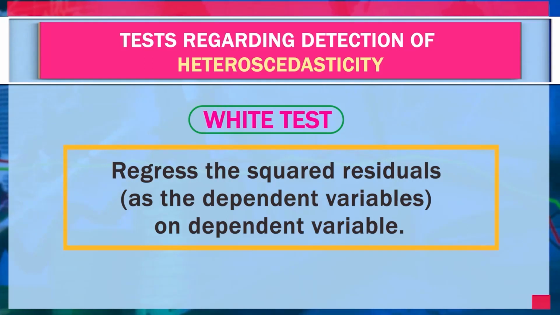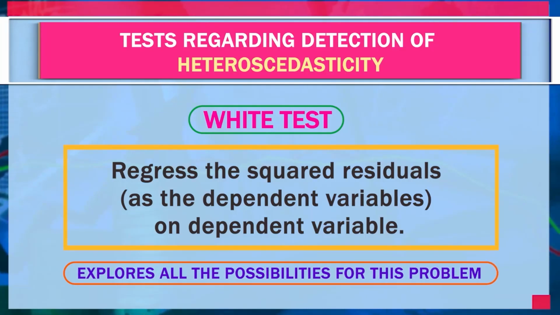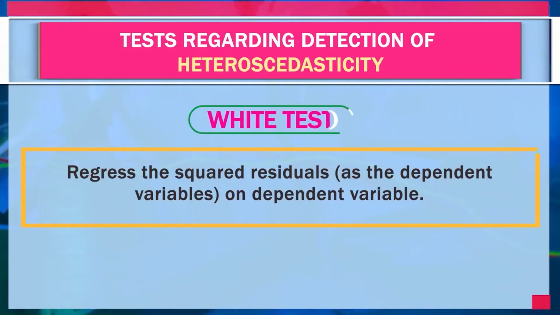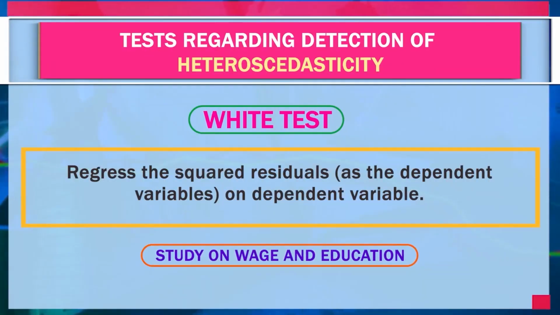Because the White test is the most robust test among all, because the White test actually explores all the possibilities for this problem. Why are we saying all the possibilities? Because it looks into the independent variable not as a single variable, but there may be interaction among the independent variables. For example, there is a study on wage and education. So wage of an individual is dependent upon the education of the individual, but the education of the individual is one of the independent variables.